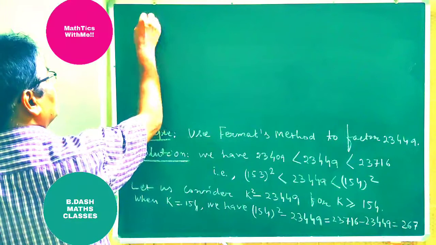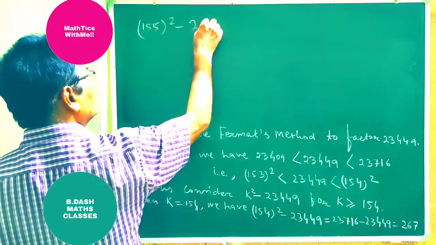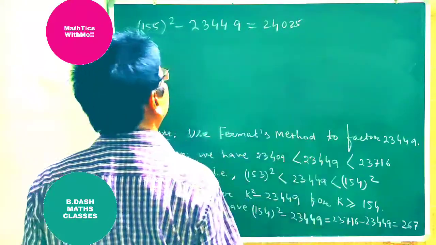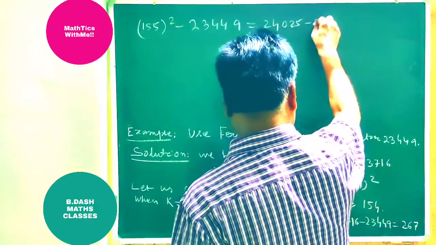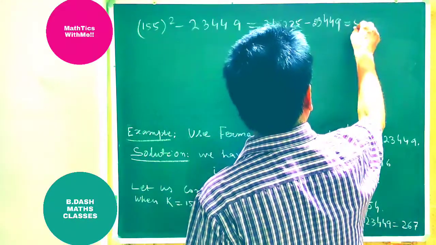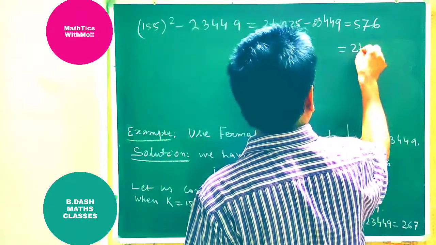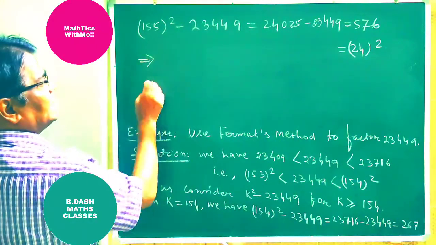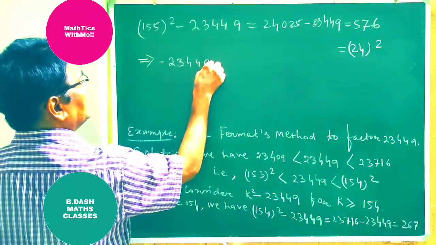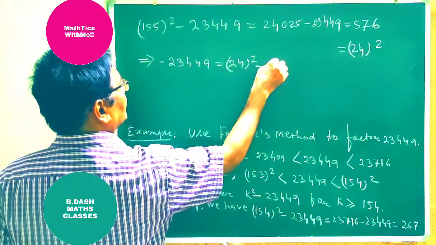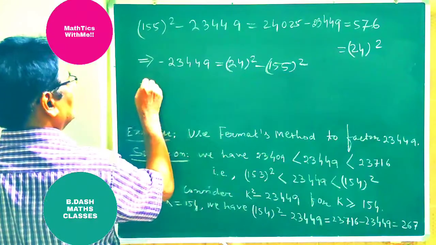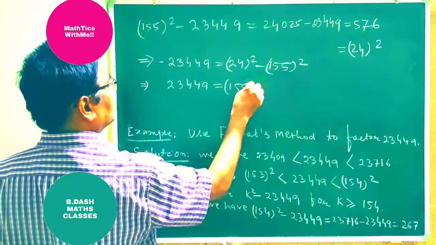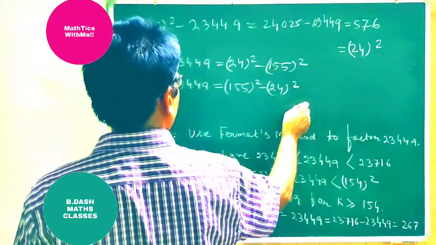Then 155 square minus 23449. This is 24025 minus 23449, which is equal to 576, which is 24 square. So what actually we get? This implies 155 square minus 23449 is equal to 24 square. This implies 23449 is equal to 155 square minus 24 square.